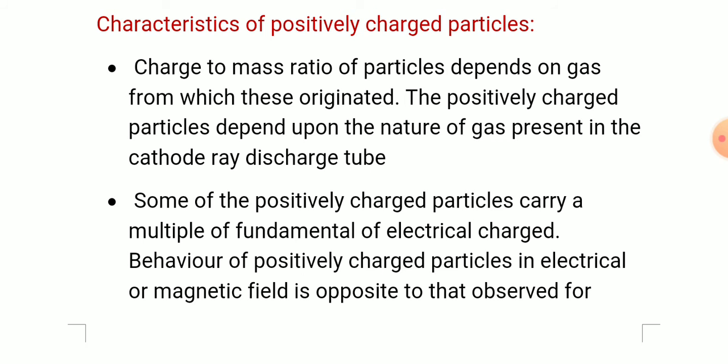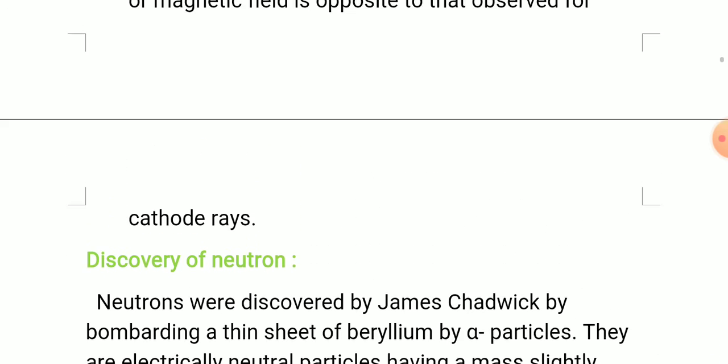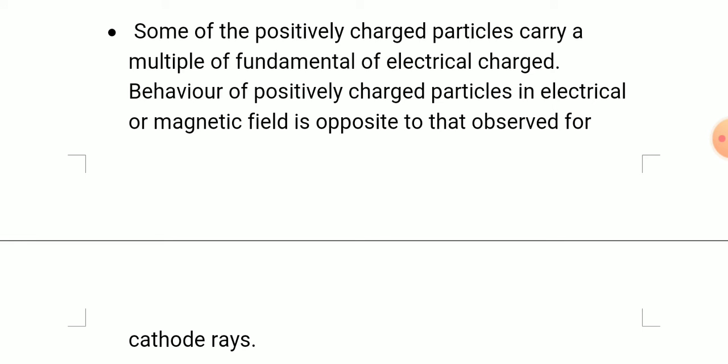Next, some of the positively charged particles carry a multiple of the fundamental electrical charge. The behavior of positively charged particles in an electric or magnetic field is opposite to that observed for cathode rays. That is, the particles in cathode rays and anode rays are of opposite charge. Cathode rays are negatively charged electrons, and anode rays contain positively charged protons.